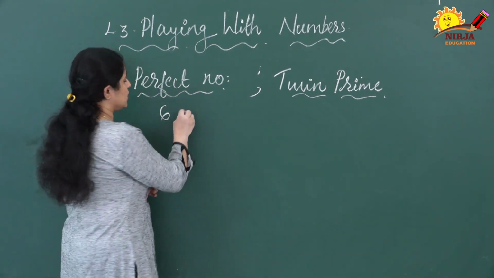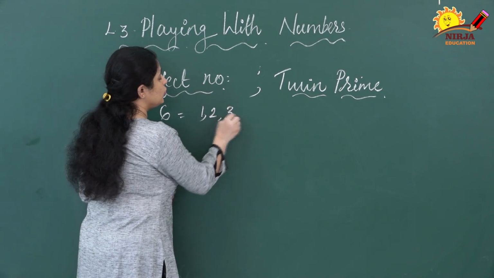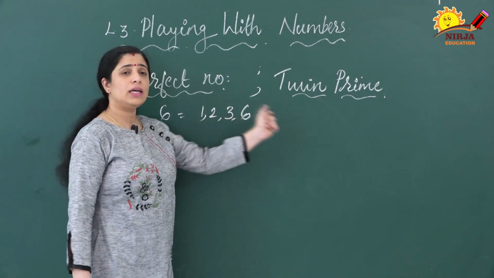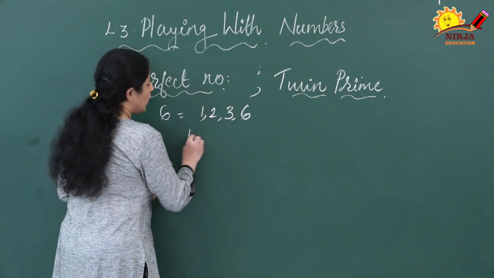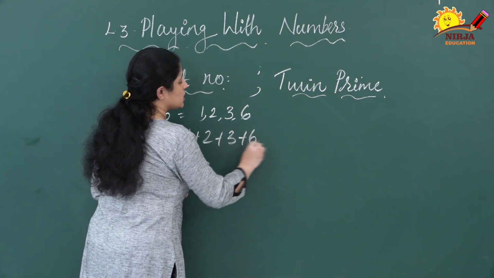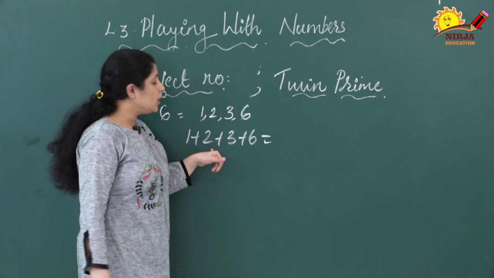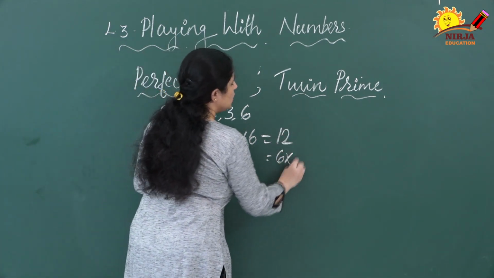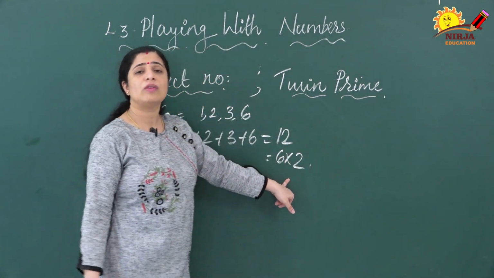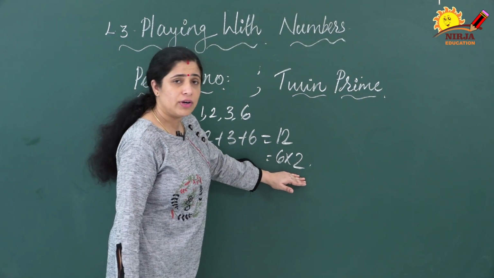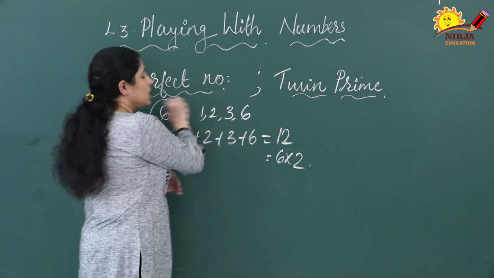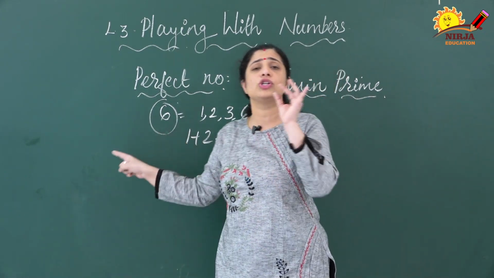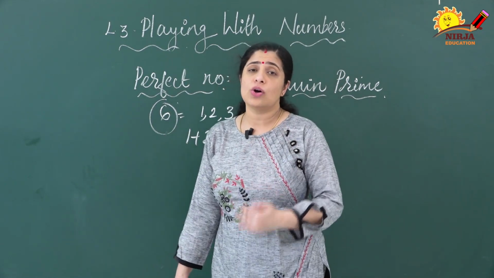What are the factors of 6? You know that they are 1, 2, 3 and 6. So when you add these 4 numbers, what will you get? 1 plus 2 plus 3 plus 6. 1 plus 2 is 3, 3 plus 3 is 6, 6 plus 6 is 12. That is equal to twice the given number. Twice means you multiply it by 2. So 6 is a perfect number, because when you add the factors of this number, you get twice the given number.